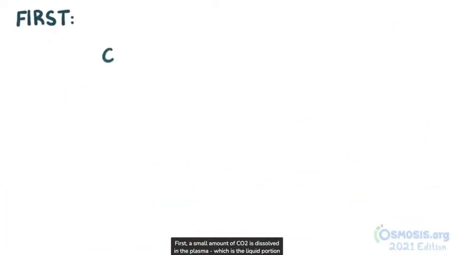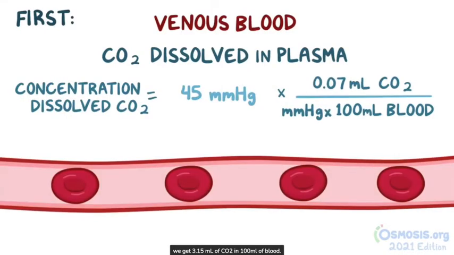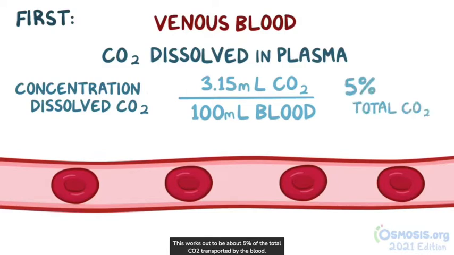First, a small amount of carbon dioxide is dissolved in the plasma, which is the liquid portion of blood. We get 3.15 milliliters of carbon dioxide in 100 milliliters of blood. This works out to be about 5% of the total carbon dioxide transported by the blood.